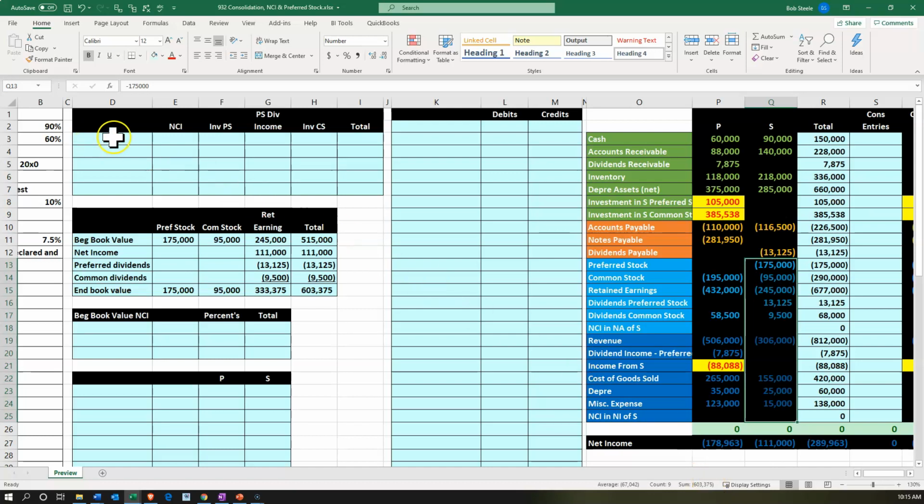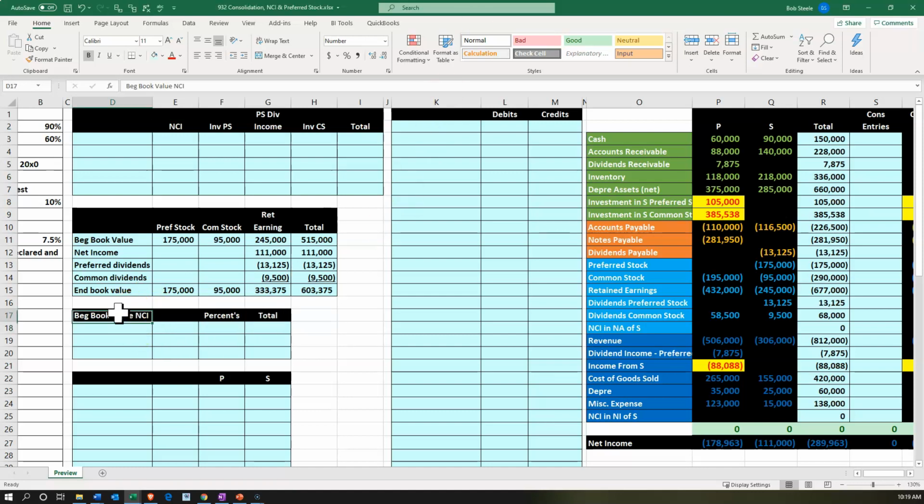Now we're also going to think about that in terms of P's investment. Can we break that out in terms of the investment? So we'll do the same calculation up top here, and we'll come up to that same 603,375, which will help us out with our first journal entry. To do that, let's go down here to these worksheets down here real quick.